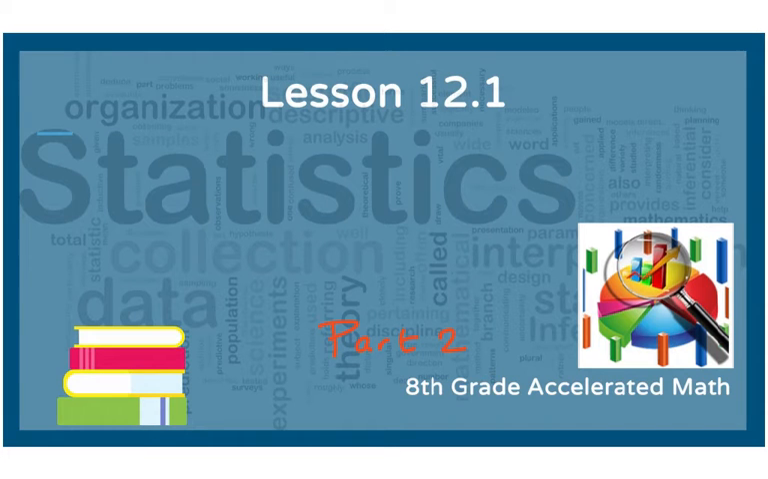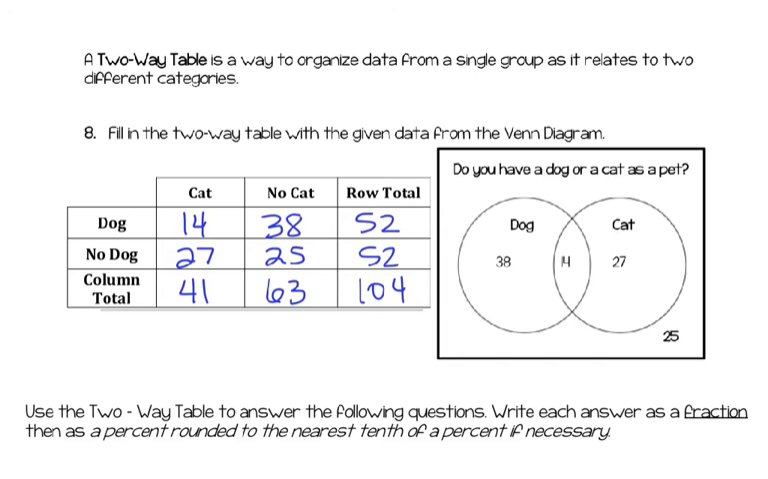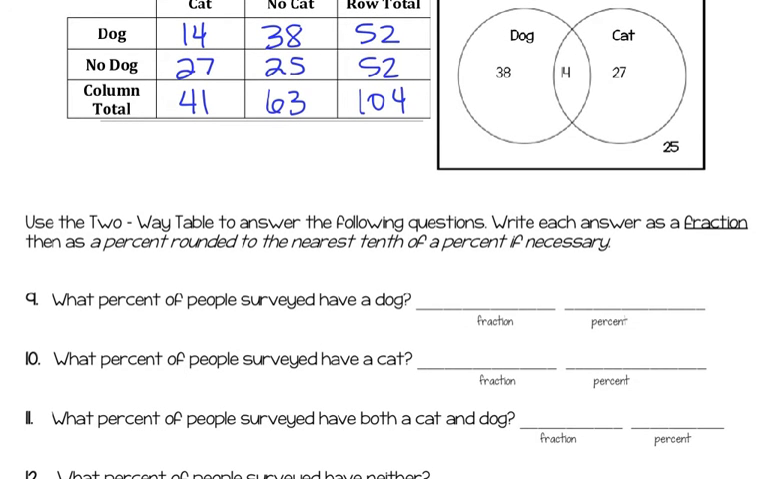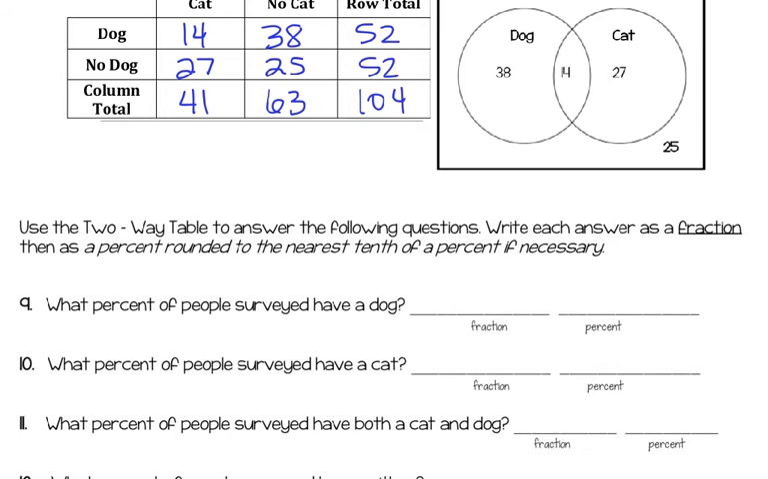This is part 2 of lesson 12.1. In the last video we filled in this two-way table about the dogs and the cats, so we're going to continue now and answer the questions. It says use the two-way table to answer the following questions. Write each answer as a fraction and as a percent rounded to the nearest tenth of a percent if necessary.